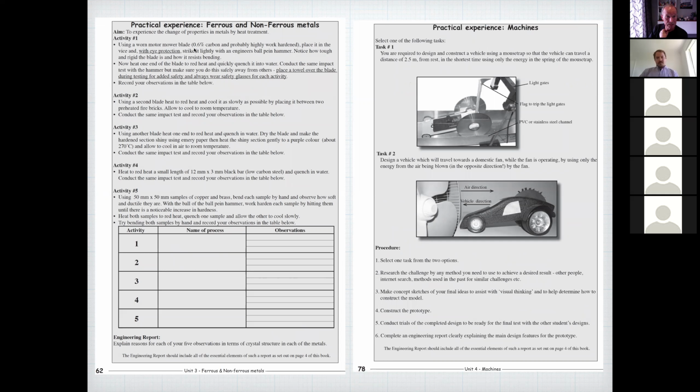This activity here, ferrous and non-ferrous, this is how to change the properties. I used to get a 0.6% carbon mower blade and show them how hardening and tempering works. So 0.6% carbon, and also I'd have a 0.1% carbon piece of steel. Heat both of them up to red heat, and then I'd quench them, and then I'd get all the students to stand up on the benches with eye protection on, and then I'd throw the mower blade on the ground and it would shatter because it was wholly martensitic. And I'd throw the 0.1% down, nothing happens to it.